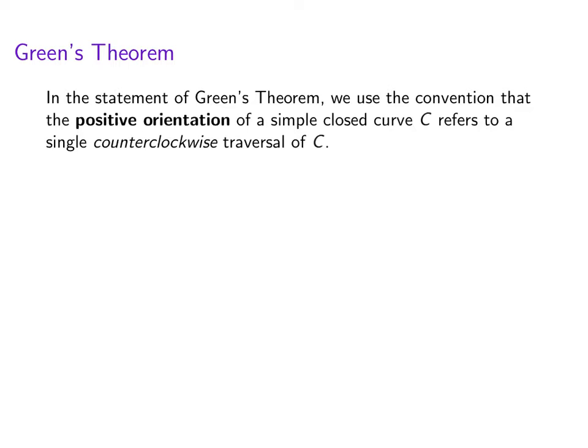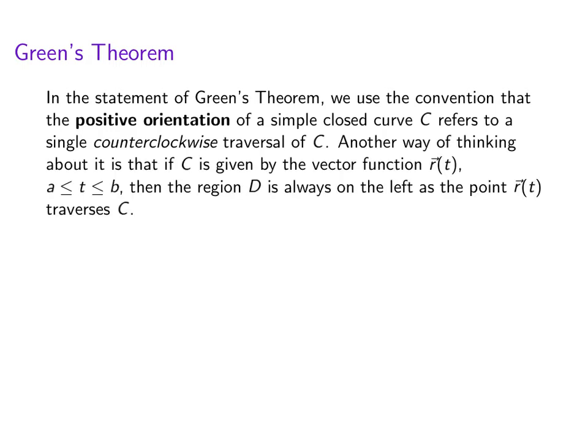Now, in the statement of Green's theorem, we're going to use a convention about orientation of curves. So the positive orientation of a simple closed curve refers to a single counterclockwise traversal of the curve. So you go around the curve in a counterclockwise direction. Here's another way of thinking about it. If C is given by a vector function r of t, then the region is always on the left as the point r of t traverses the curve.